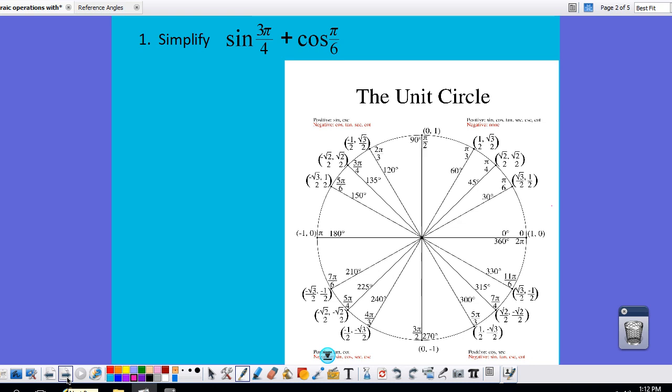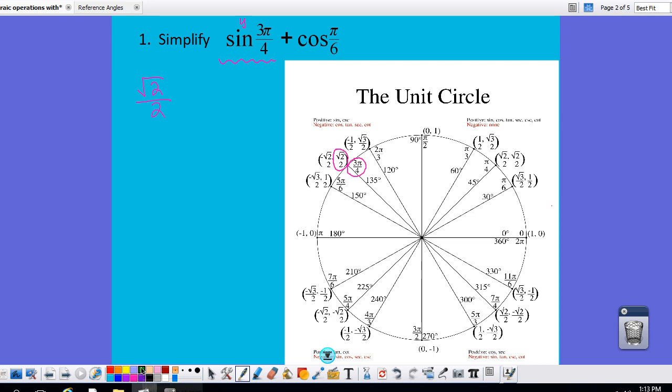So first example, we have a problem that says sine of 3 pi over 4 plus cosine of pi over 6. So what this is asking me is to go to my unit circle and find the y value at an angle measurement of 3 pi over 4. So if we go to 3 pi over 4, we're over in quadrant 2. Sine is the y value, so we have root 2 over 2. So that first value is going to get replaced. The whole expression is getting replaced by its value, root 2 over 2.